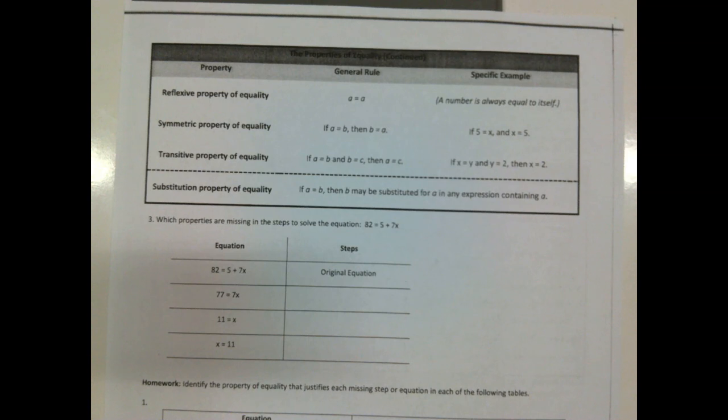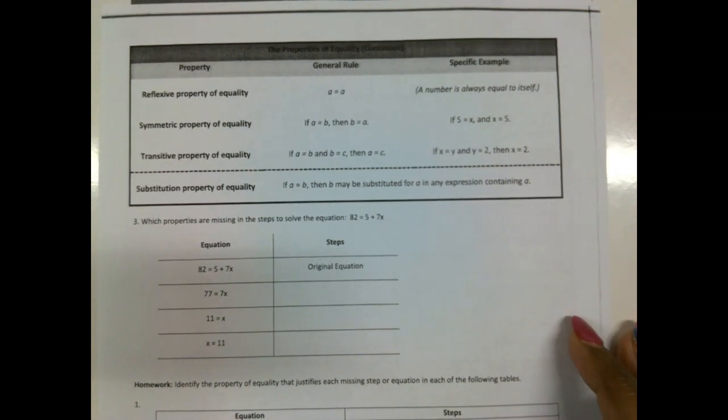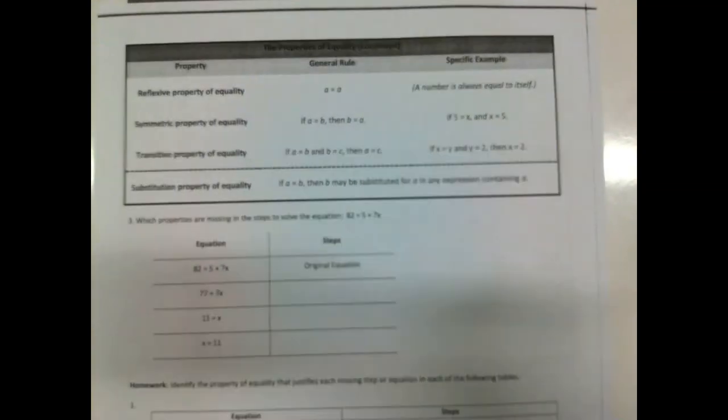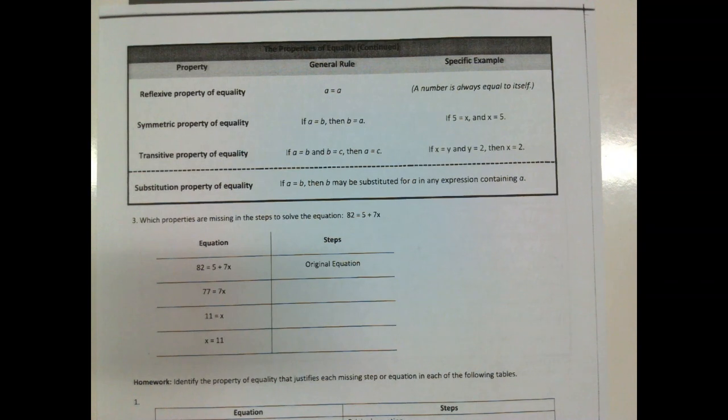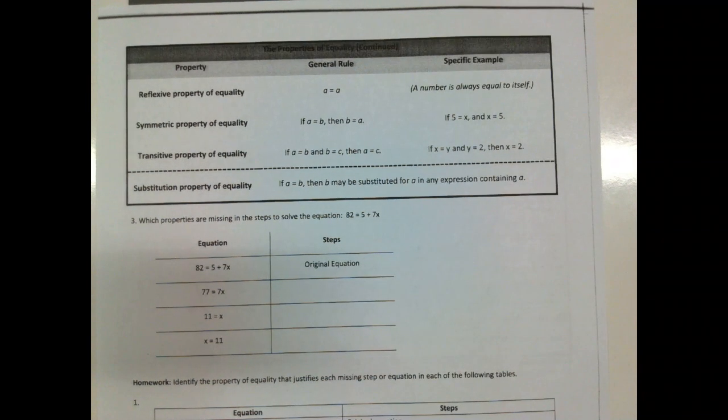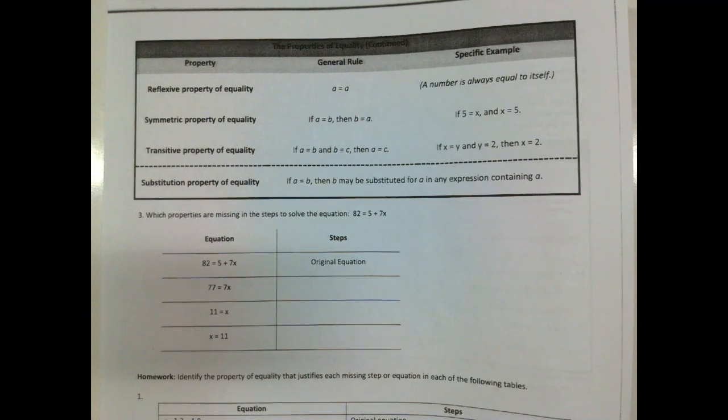Okay. All right, so let's talk about reflexive. In your own words, table 1, what did you all think about that? What is it saying? Equal to itself. Very good. A number or term is always equal to itself. Okay, so a term or number is always equal to itself.